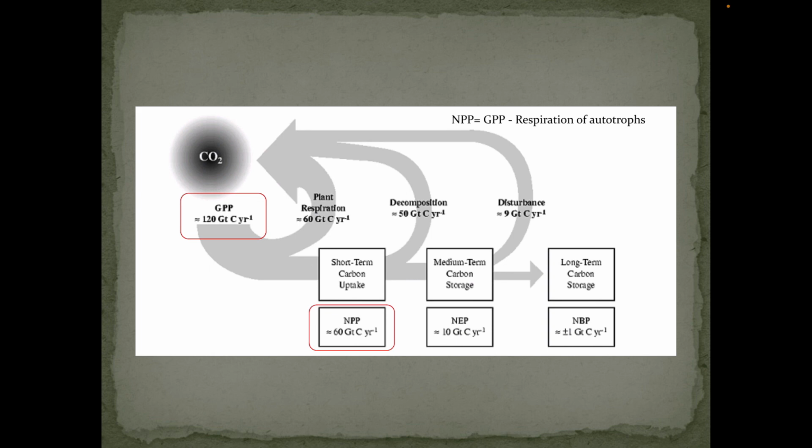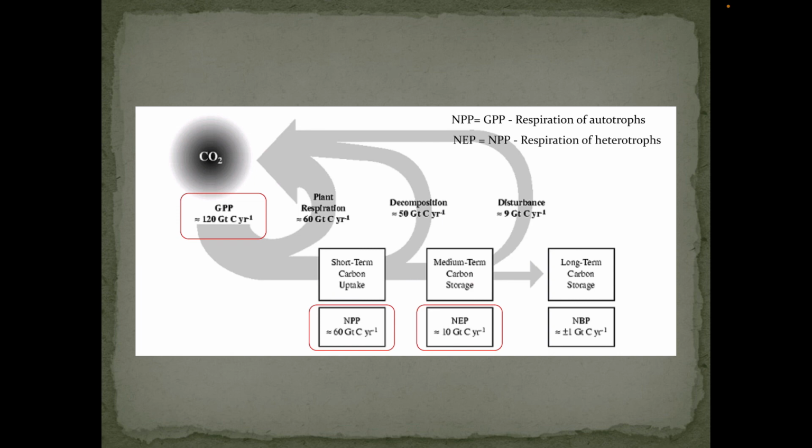Because when plants respire, they return CO2 to the atmosphere, which needs to be accounted for. Now let's take this another step further to net ecosystem production, or NEP. This includes GPP and NPP, but it also accounts for the respiration from heterotrophs, which include animals and microbial communities that decompose dead organic matter.